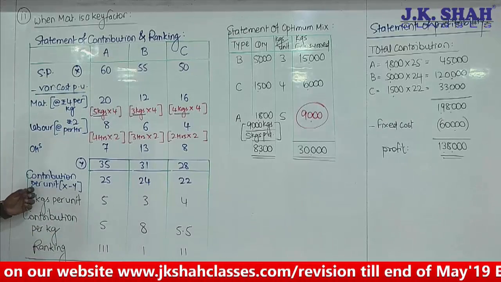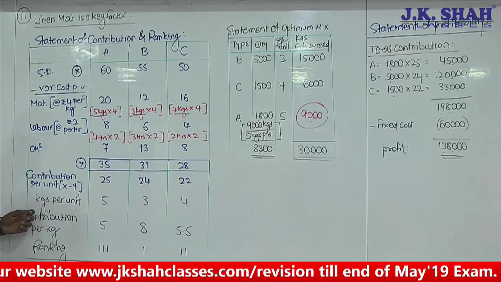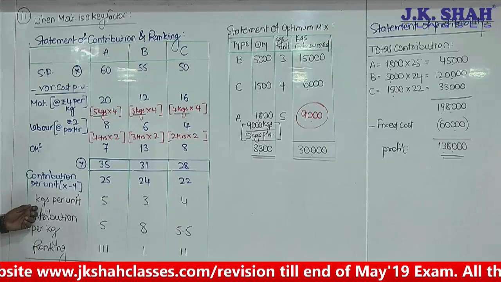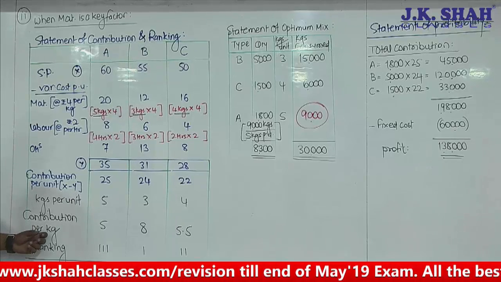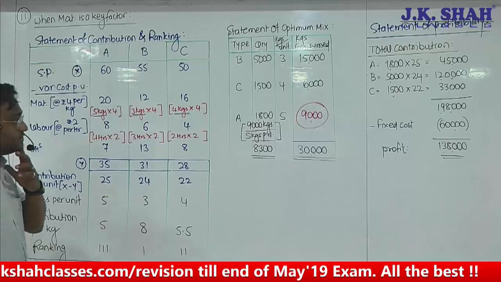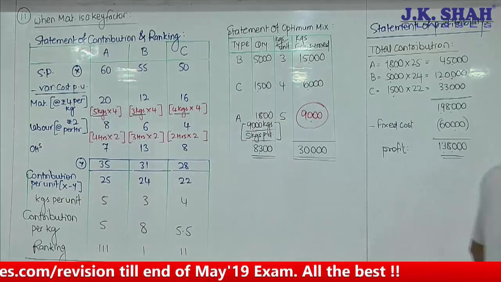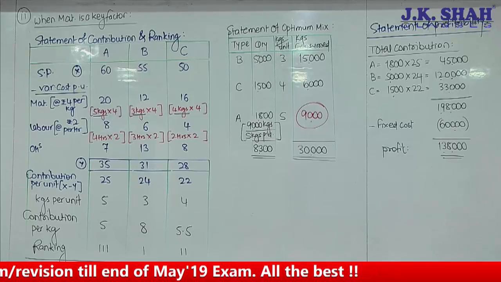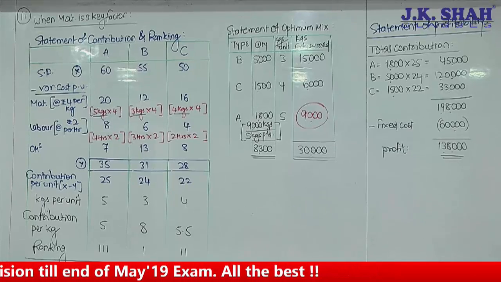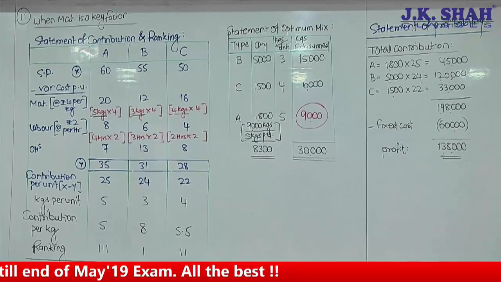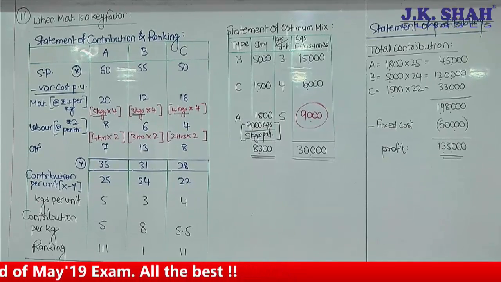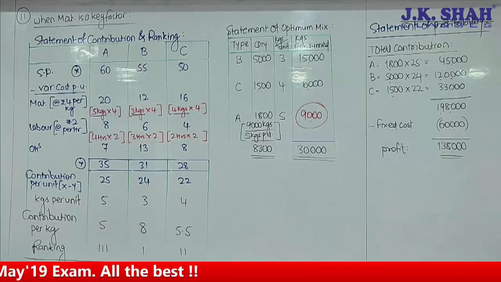So contribution per unit divided by key factor gives you contribution per key factor. That is a basis of ranking. That gives you the answer like this.